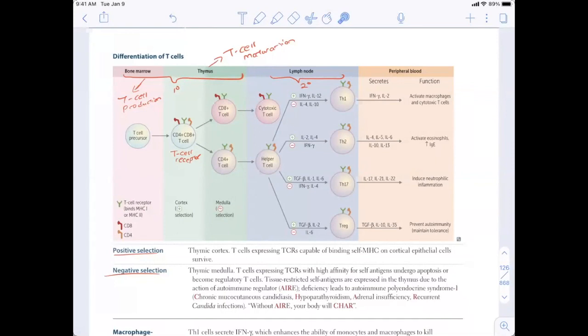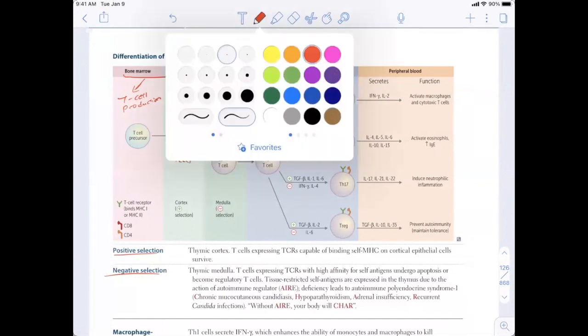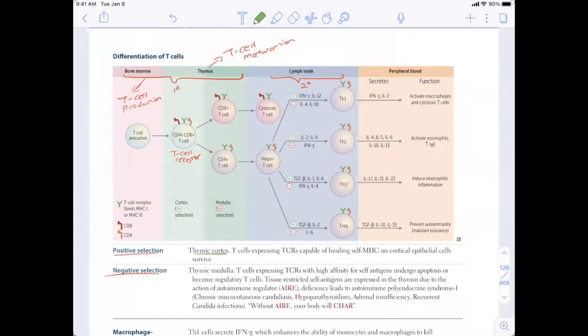Now, step two is going to be a negative selection. In negative selection, this is actually when there's a clear differentiation into, okay, now I'm either going to be a CD8 cell, or I'm going to be a CD4 cell. And this is happening in the medulla. So remember this. The positive selection is happening in the cortex. All right, so we're starting out, and then in the medulla is a negative selection, so we're coming inwards.